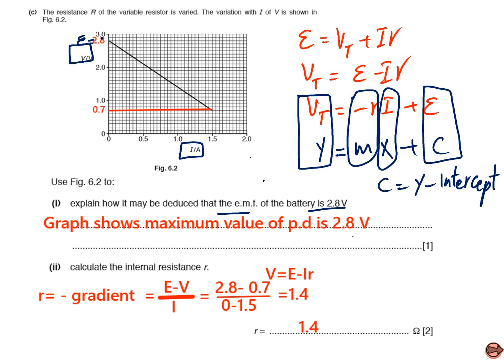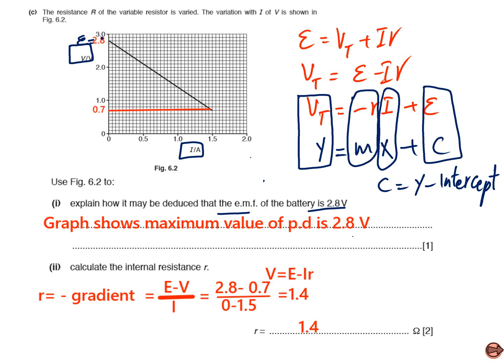Now, the next question is asking you to calculate the internal resistance. So the internal resistance is equal to M, which in this case is the gradient of this line. So simply we can find the gradient. You can see this is E minus V, V at this point. So we can find the V at this point.